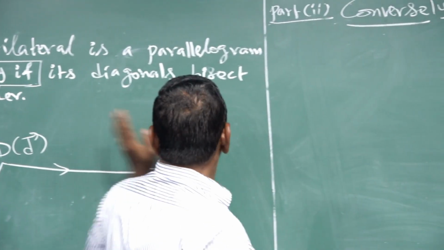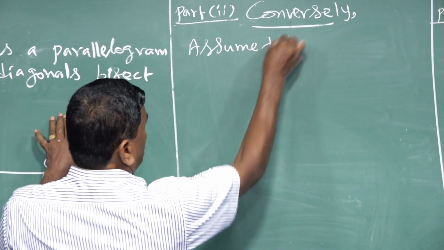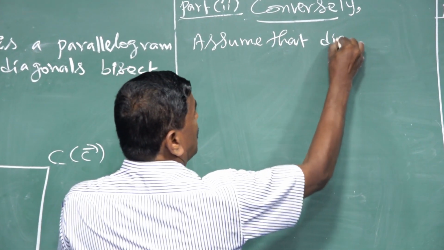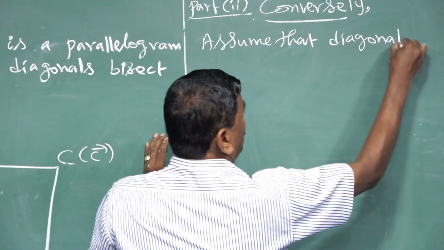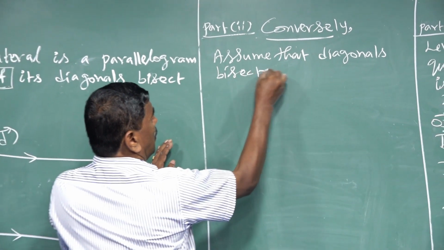So conversely, assume that diagonals bisect each other.